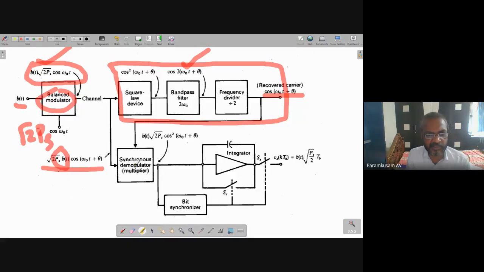What happens in the synchronous demodulator? Again, it multiplies this cos omega naught t plus theta and root 2 Ps b of t cos omega naught t plus theta. Then we get b of t root 2 Ps cos square omega naught t plus theta.